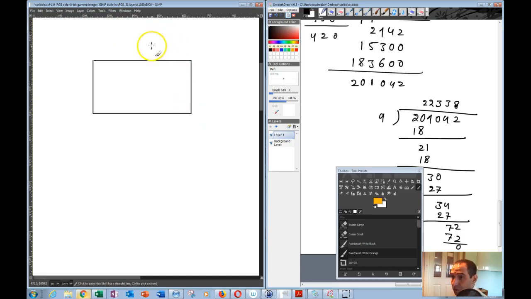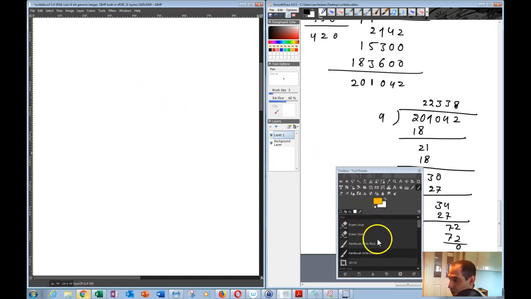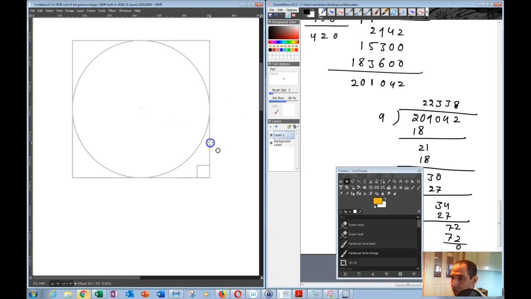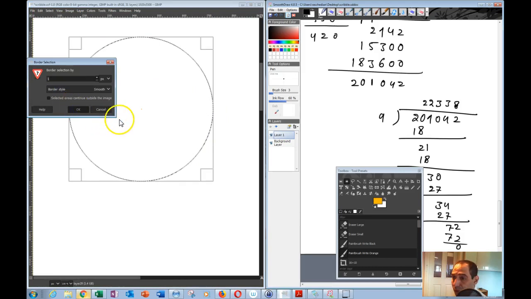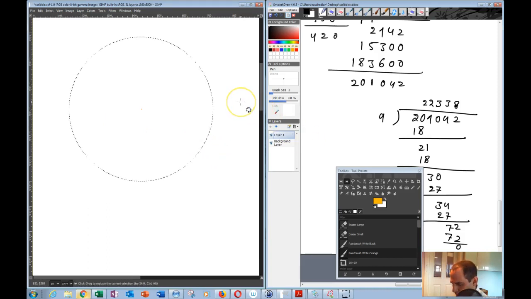Okay, so let me see. If it's a circular path, I am supposed to do it in circles actually. Okay, so let me draw a circle over here. Okay, so let's say this is a circle. And then I deselect. So this is my circle.